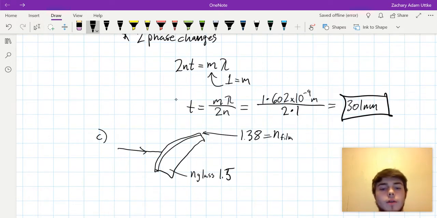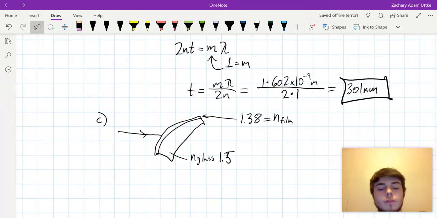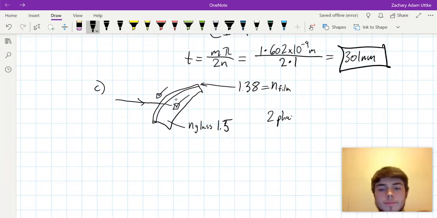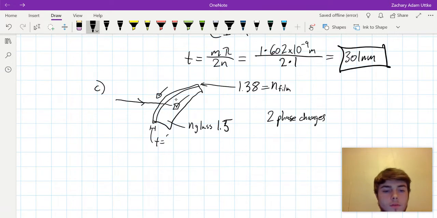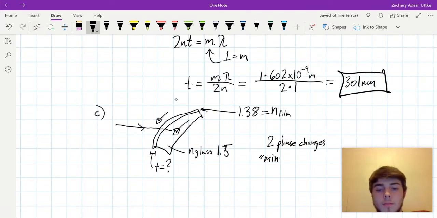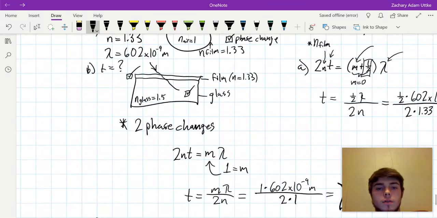So from the air to film interface, we're going from low to high. So there's one phase change. And again, once we go in from the film to the glass, there's another phase change. So that's two phase changes. And we're looking for the minimum thickness for a minimum reflection. So whenever you hear minimum reflection, you should instantly think destructive interference. Okay.